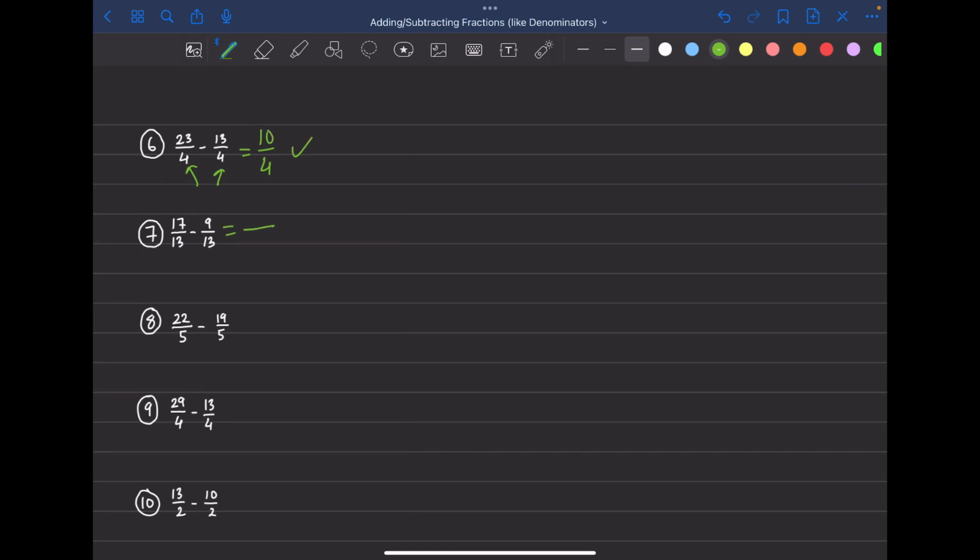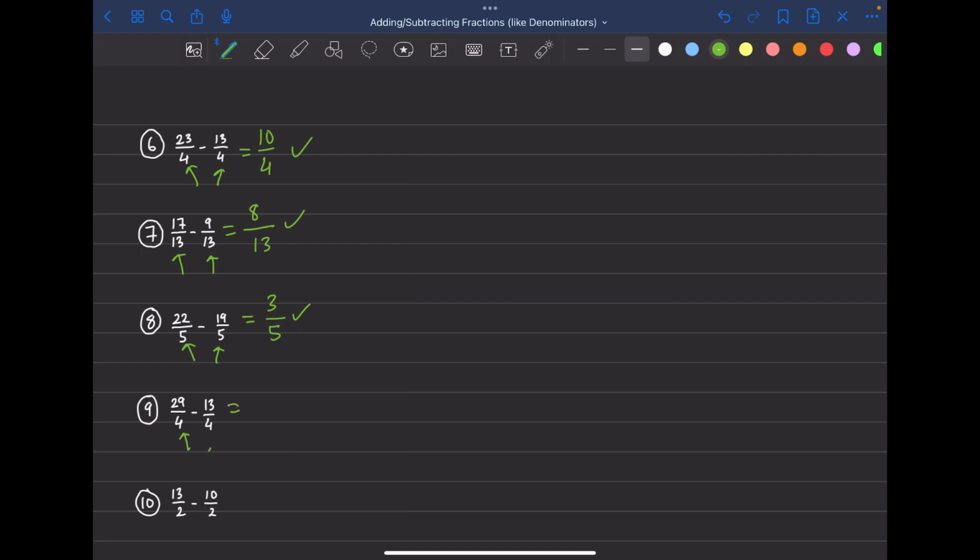Next question, on this one, both fractions have a denominator of 13, so the answer is also going to have a denominator of 13, and then 17 minus 9 is equal to 8, and we are done. Next question, both fractions have a denominator of 5, so the answer is going to have a denominator of 5, and then 22 minus 19 is equal to 3. We are done.